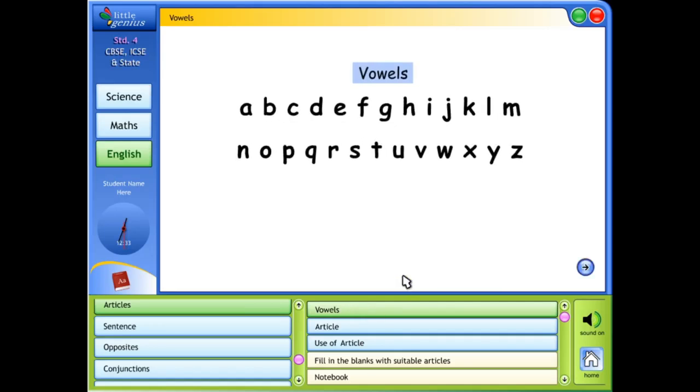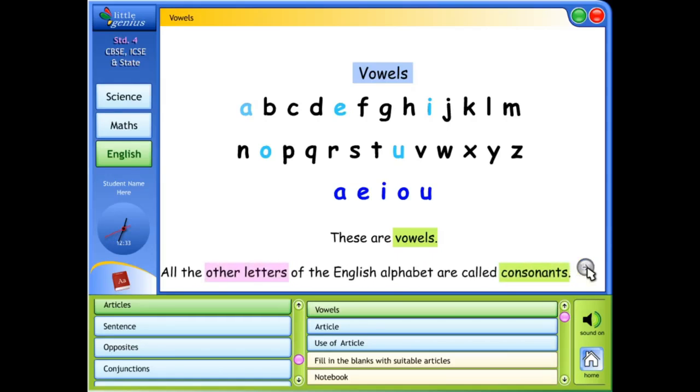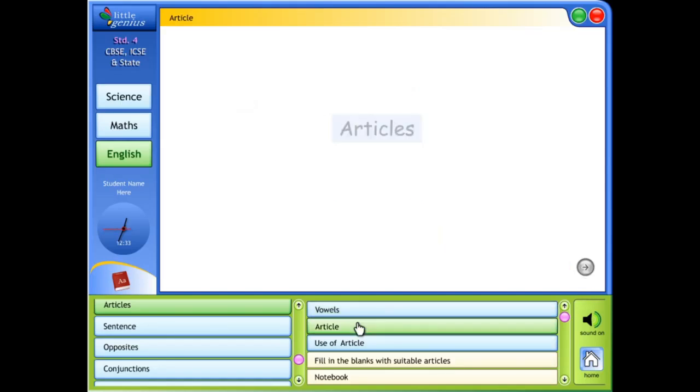Vowels. The letters A, E, I, O, U are called vowels. All the other letters of the English alphabet are called consonants. Articles. A, an and the are called articles.